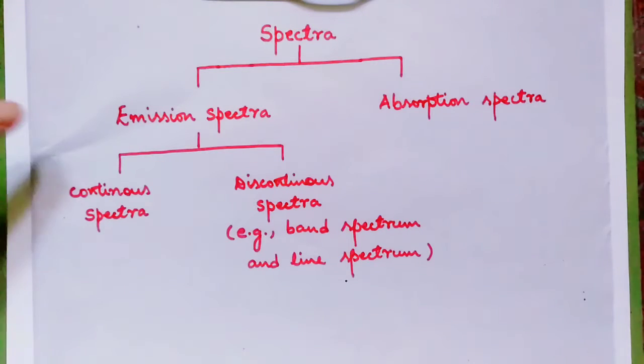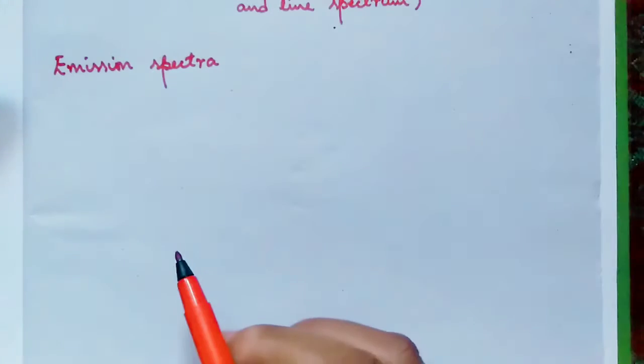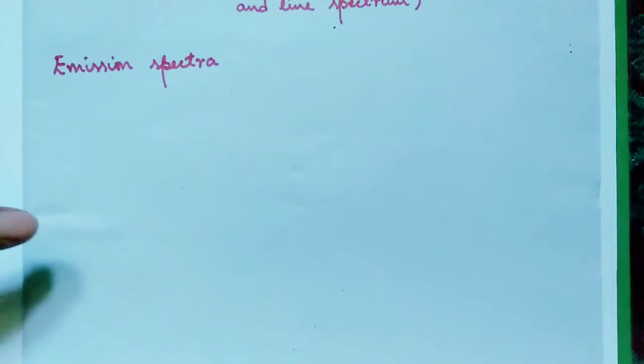Let's come to this emission spectra. How can we get emission spectra, or how can we obtain it? We can obtain it from substances which emit light on excitation.